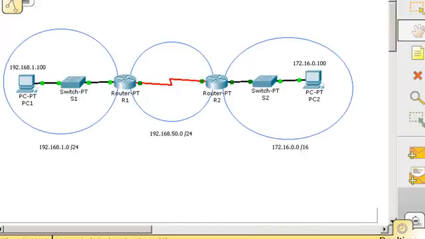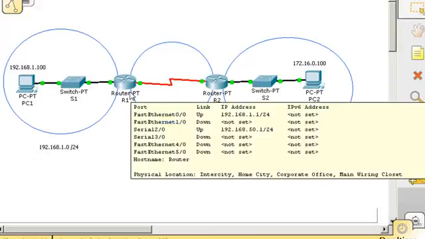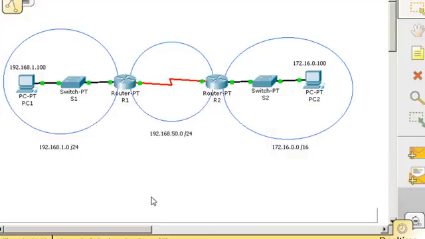Okay, this tutorial demonstration emulates what we did yesterday in the networking lab. What we did yesterday in the networking lab is we took two routers and connected them together on serial connections. Right now I've made this the 50 network in between these two routers. So this router is 50.1 and this router is 50.2. So we connected two routers together serially.